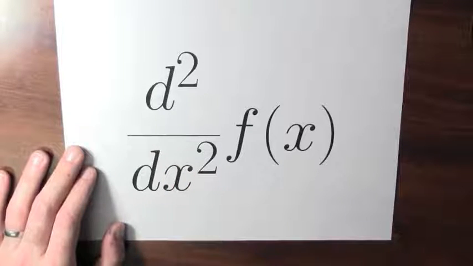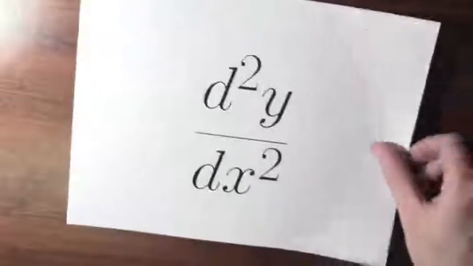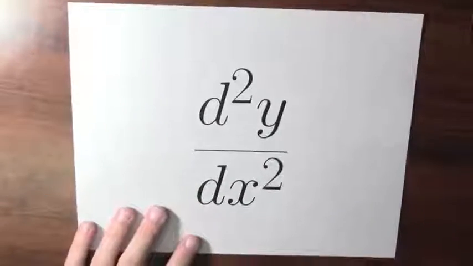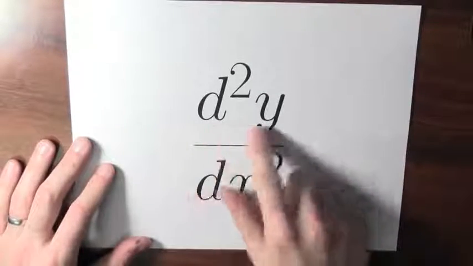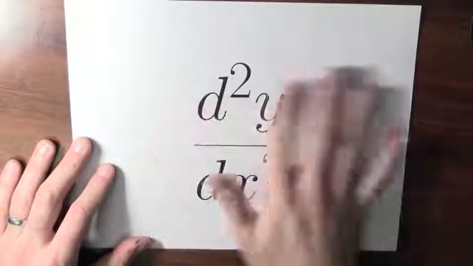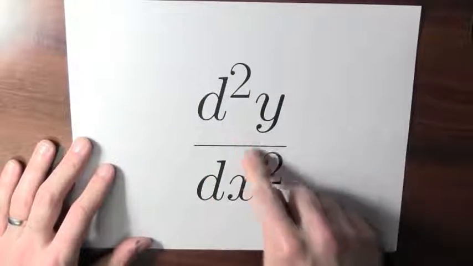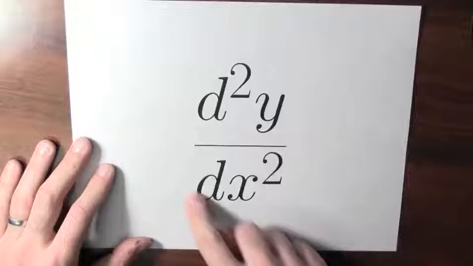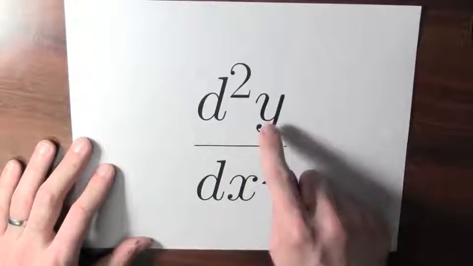A subtle point here is if f were maybe y, you might see this written down. And sometimes people will write this dy squared, but that's not right. I mean, it's d squared y over dx squared that is the second derivative of y.